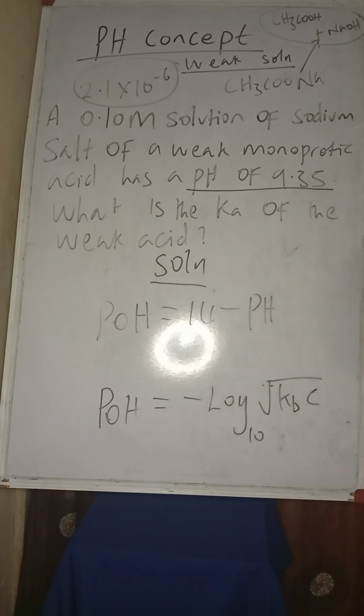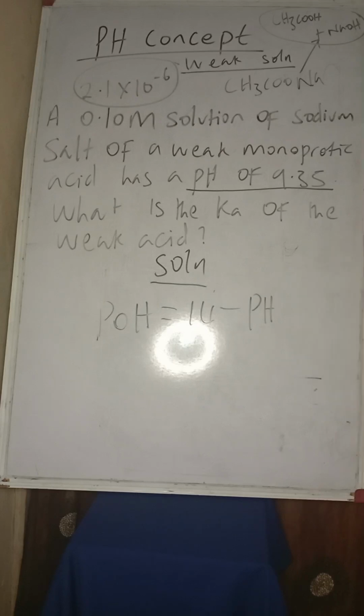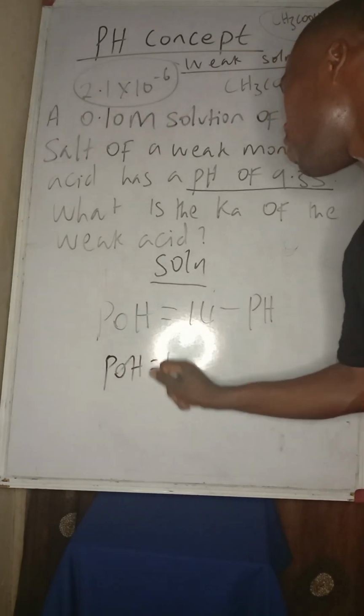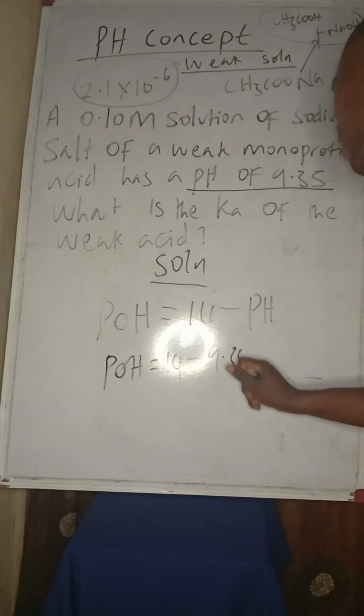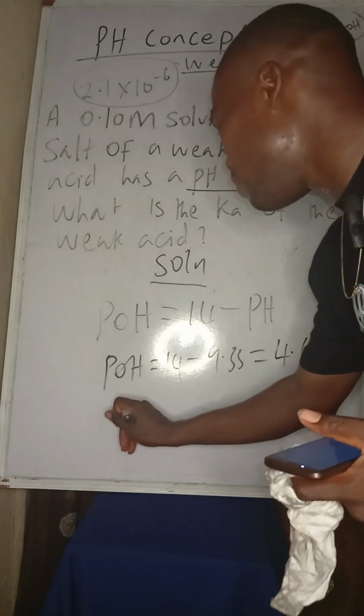So first of all, what's going to be our pH? It is 9.35. So I have pOH to be 14 minus 9.35. Should have 4.65 as the pOH. Now, therefore, I can get Kb.